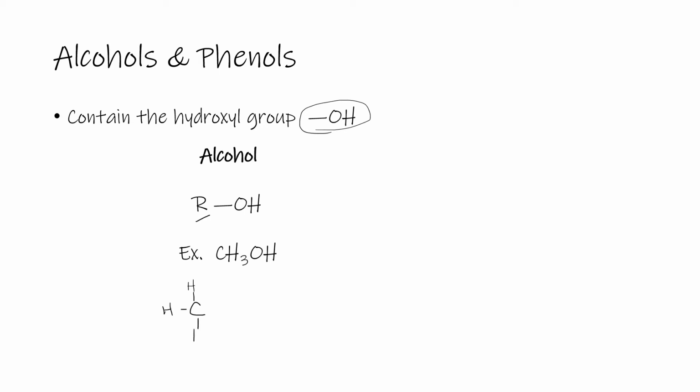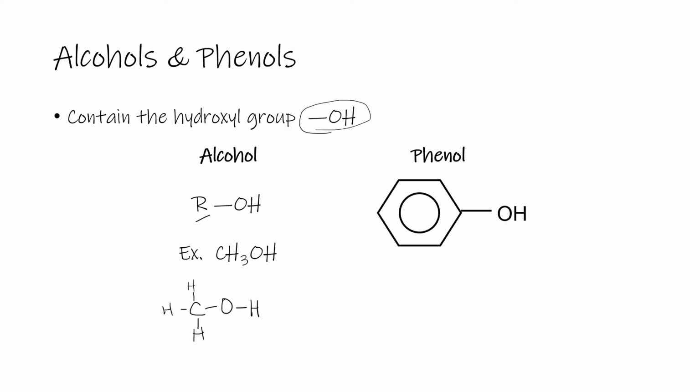Here's the expanded form of that, where you have an oxygen bonding to a hydrogen. So remember, carbon makes 4 bonds, so it's bonding to 3 hydrogens in this example, 1 oxygen, and then that oxygen makes 2 bonds, and so it's going to bond to the hydrogen. A phenol is an alcohol where that hydroxyl group is bonding to a benzene ring, and so that's named as a phenol.